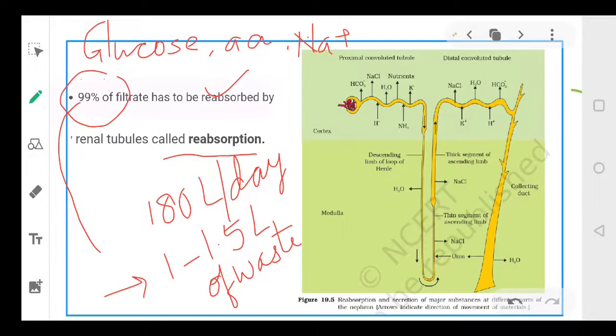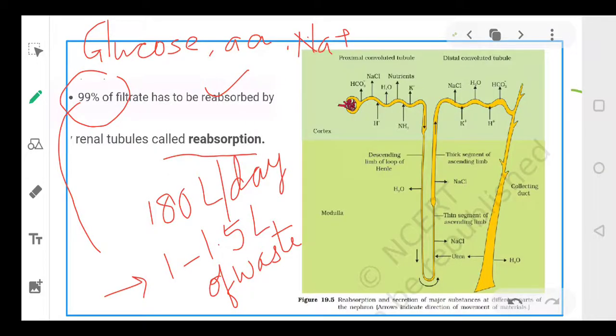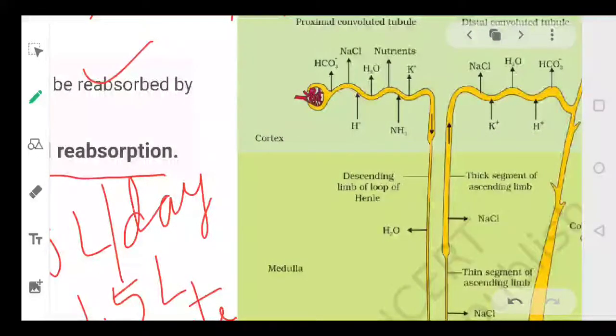Now coming to the functions of tubules. Okay, what are the functions of the various tubules? Like your PCT, the proximal convoluted tubule, Henle's loop, the distal convoluted tubule, and the collecting duct. Let's look at their function. Now I hope you can see the diagram. Is this diagram clear to you all?